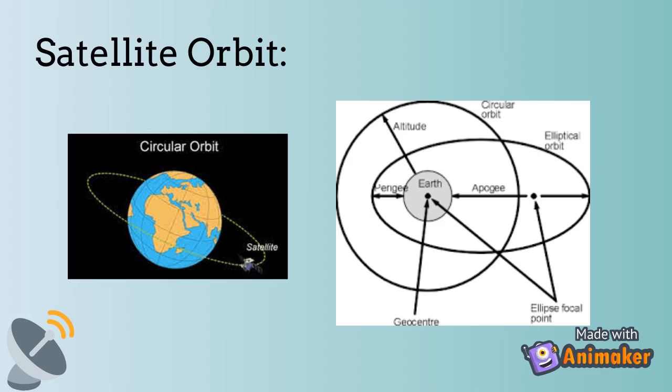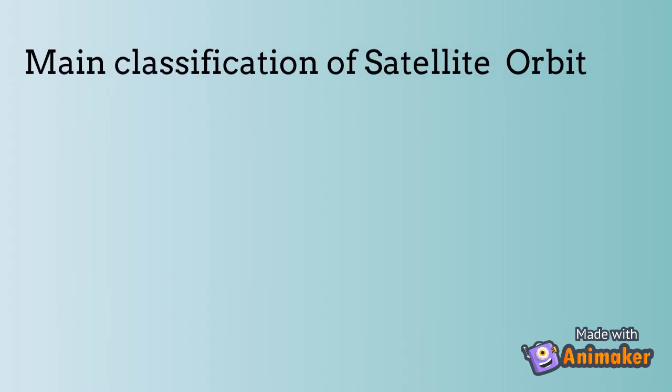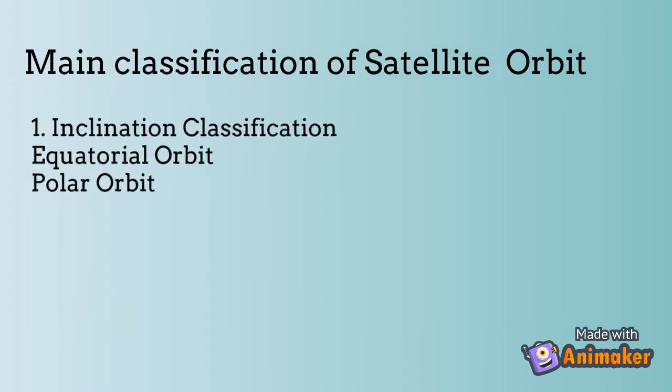As we can see from the second picture, there are 2 points to distinguish. First is apogee, which is the highest or farthest point from the Earth for an object in orbit around the Earth. Second point is perigee, which is the point in the orbit of an object circulating the Earth when that object is close. There are 3 main classifications of satellite orbit.